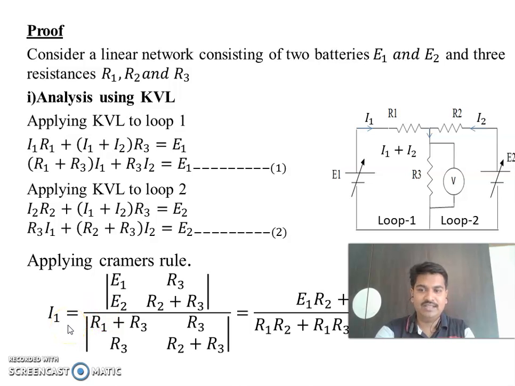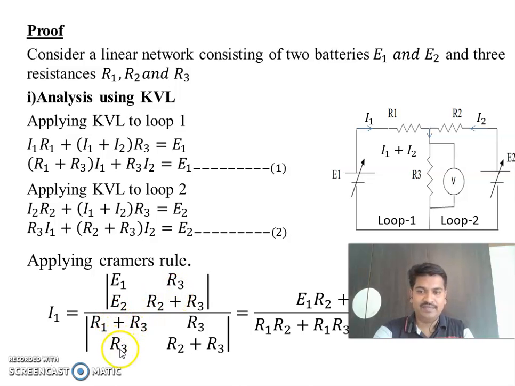I'll simply explain this Cramer's rule. If I want one variable, I1, you have to write two matrices, one matrix in the numerator, another matrix in the denominator. Here in the numerator matrix, the first column would be the constants of these two equations. Obviously the constants are E1 and E2. I have written the constants. In the second column would be the coefficients of I2. Here the coefficient of I2 is R3 and here the coefficient of I2 is R2 plus R3. In the second column I am writing the coefficients of I2.